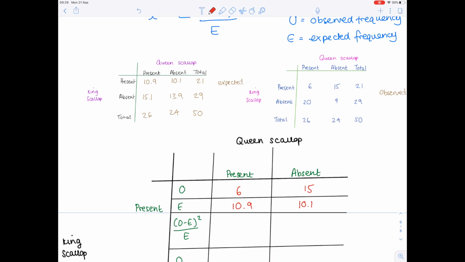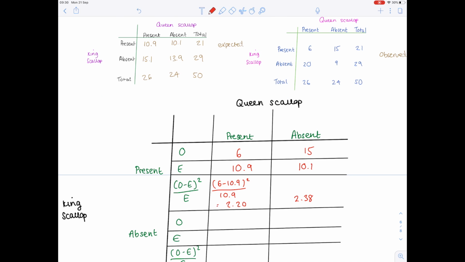Now if you do O minus E squared divided by E, that's 6 minus 10.9 squared over 10.9. Pop that into your calculator and you'll get a value to 3 significant figures, which is 2.20. If you do the same on the right hand side, you're going to do 15 minus 10.1, square it, divided by 10.1 to get a value of 2.38.